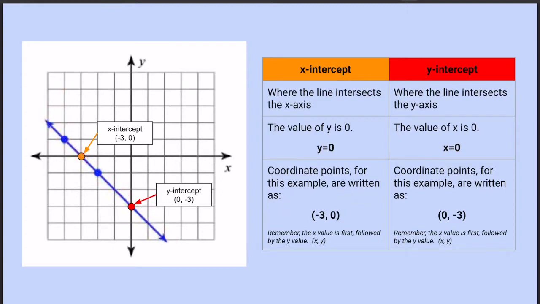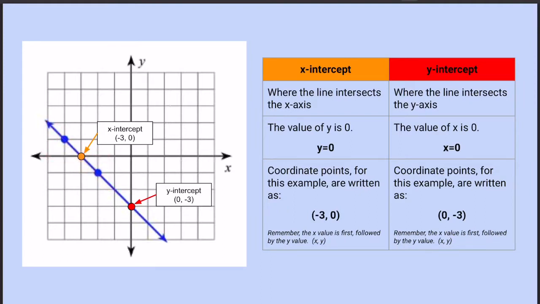okay? This is the line. These are axes, okay? And when we talk about the line, this is what we're talking about. So the x-intercept is where the line intersects. Intersects means it crosses the x-axis. And we know the x-axis goes left and right. So in this example, this is the x-intercept because the line crosses the x-axis at that point.